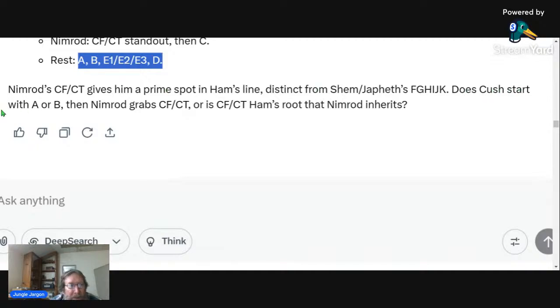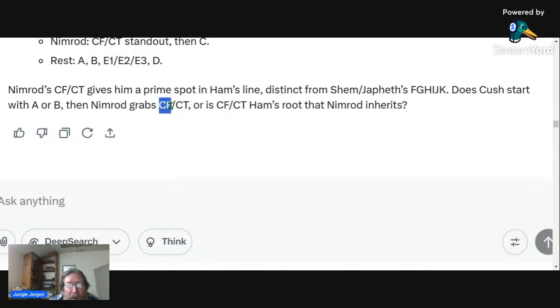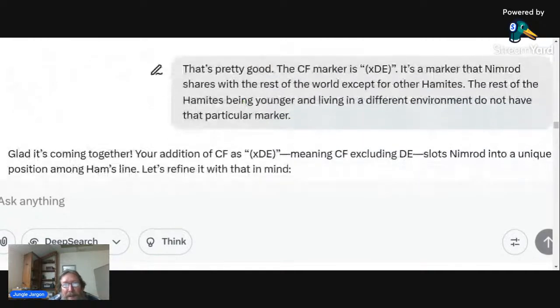Does Cush start with A or B? Then Nimrod grabs CF. See, he's thinking that Nimrod acquired this marker still. He's still thinking that Nimrod acquires the CF, but no, he doesn't acquire it. Everyone already had it, and Nimrod's younger brothers and cousins are going to lose it and they're going to not have that marker.